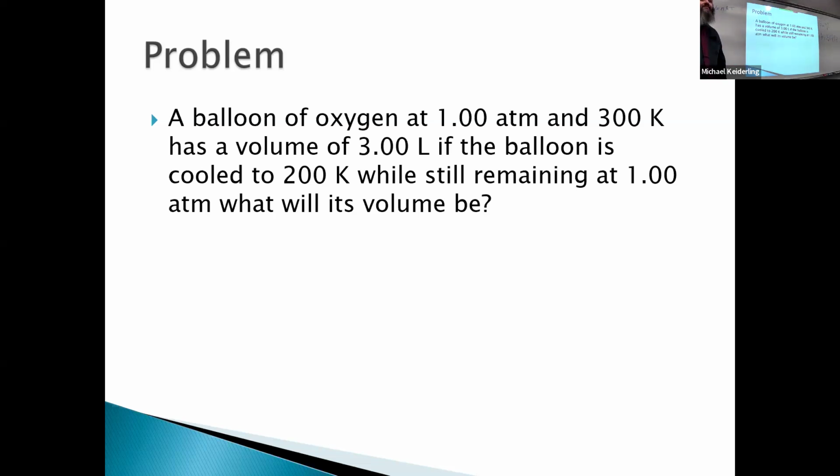So here, pressure remains constant. So we can replace pressure in this equation with a 1, and solve for other things. So I'll give you a little while to think about that.